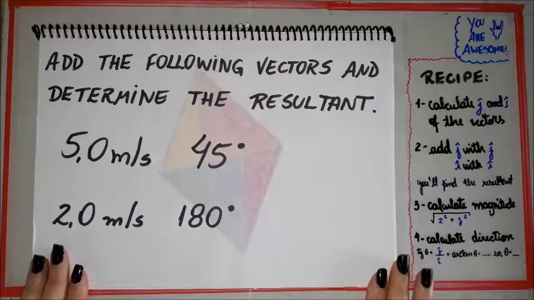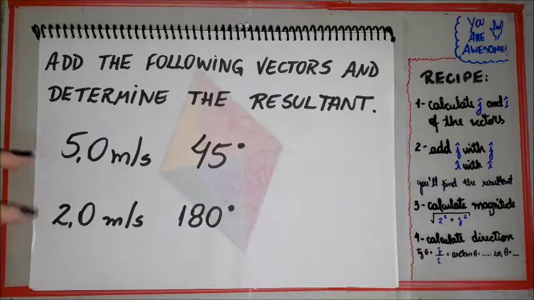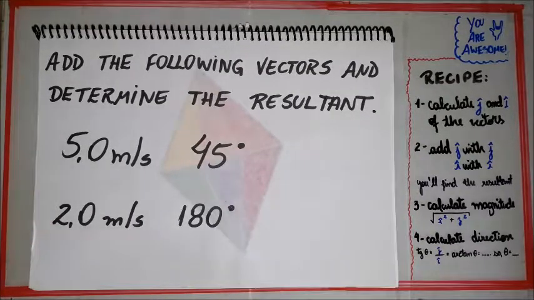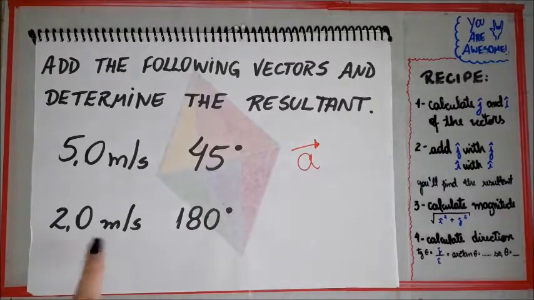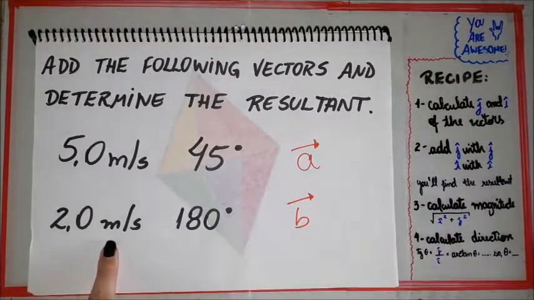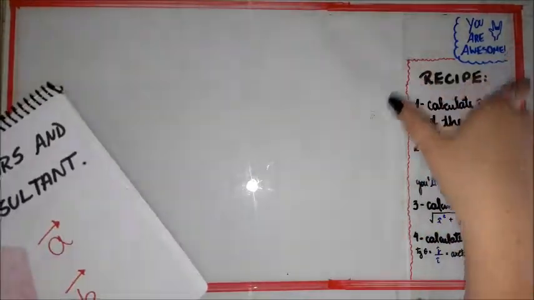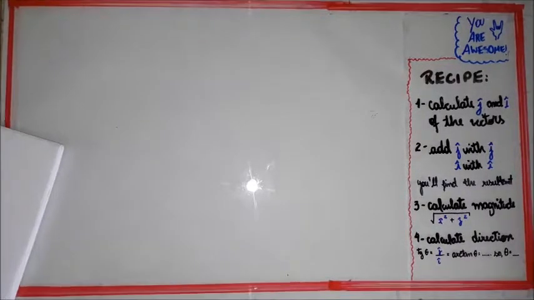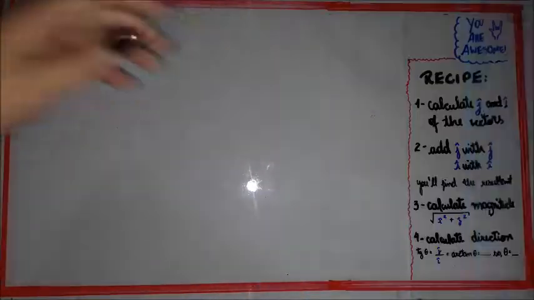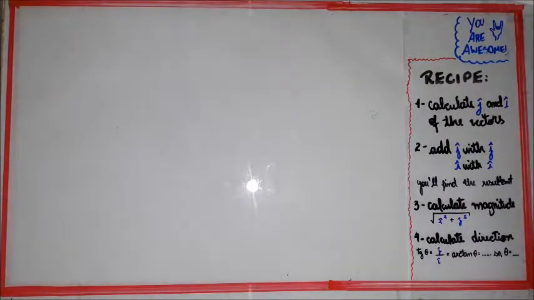I've chosen this exercise. Here we have to add these vectors and determine the resultant. So we're going to add these vectors and find another one. I'm going to name this vector A vector and this one B vector. I've left this little recipe here so you can follow the steps, or you can pause the video and follow the steps. Remember, it's easy, you can do it, so let's get started.